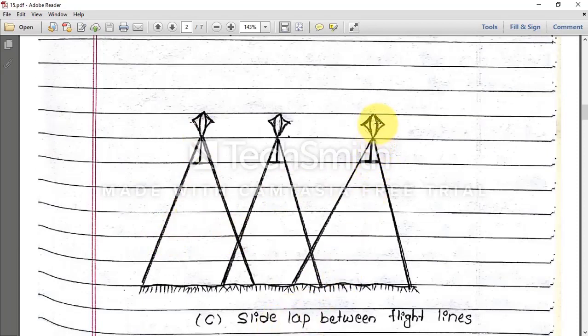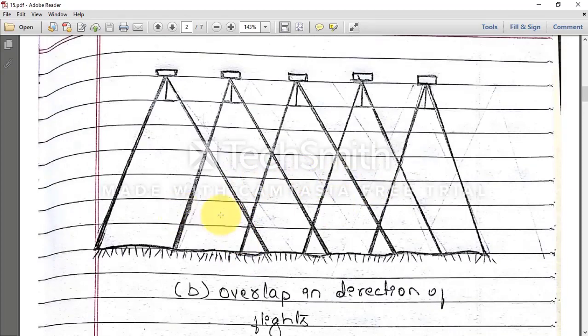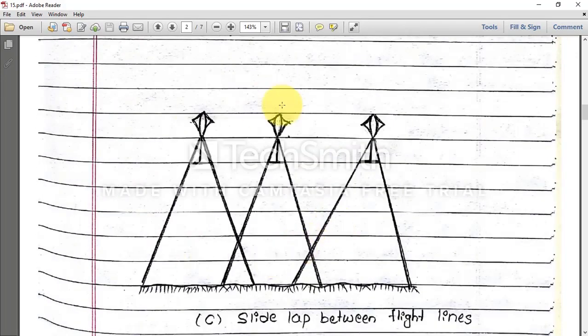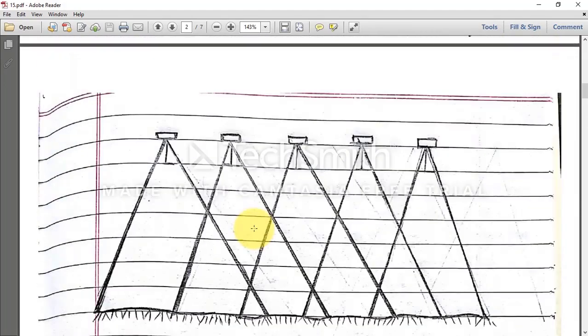When the aircraft is moving, this is the side lap. This is the first and this is the second flight line, and it comes back again. This is the third flight line. This is forward lap, forward overlap. This is side lap. Okay.